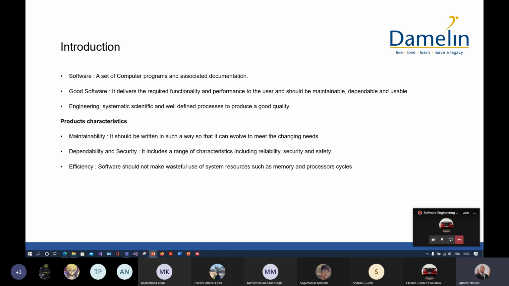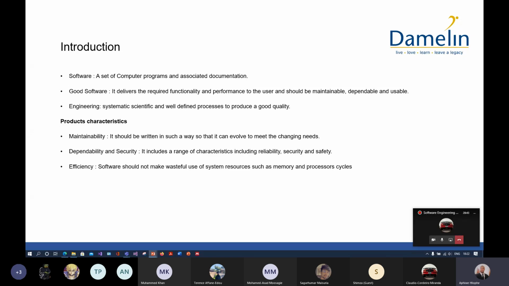Now, software engineering, those two words, when you join them together, okay? In actual fact, we're breaking it down so that we're able to understand it better. We've defined software and what makes good software. But now when you talk about engineering, engineering is a very generic term given to a specific field of study. And it is a systematic, scientific, and well-defined process to produce good quality software.